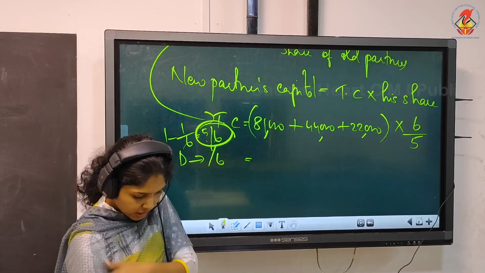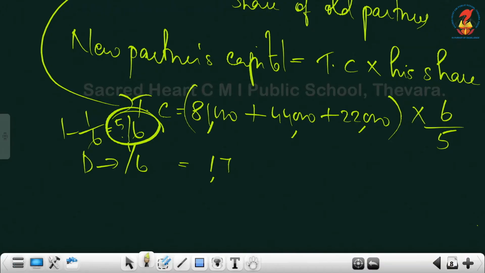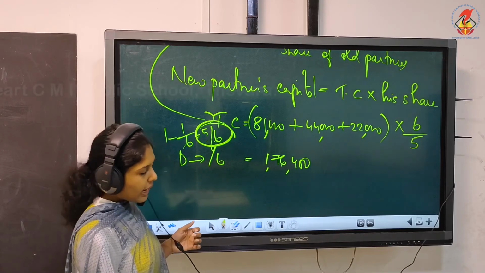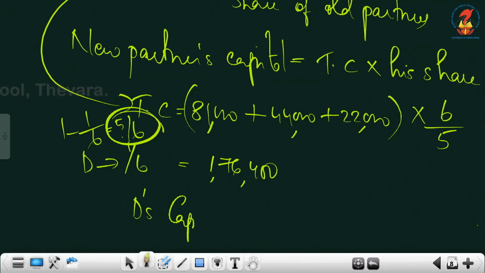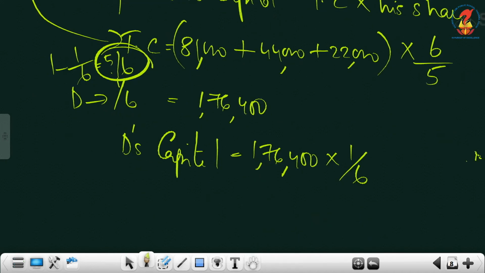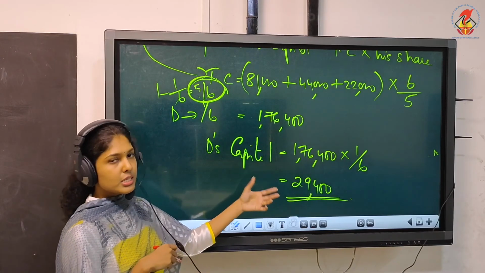So total capital now will be, you do the calculation and you will get the answer as 1,76,400. Yes, 1,76,400. That is the total capital. Now we need to get the new partner D's capital. How will you get it? This total capital into his share. His share is 1 by 6. So D's capital is 29,400. Now we got that bank figure. So this is how you have to do adjustment of capital under second method.